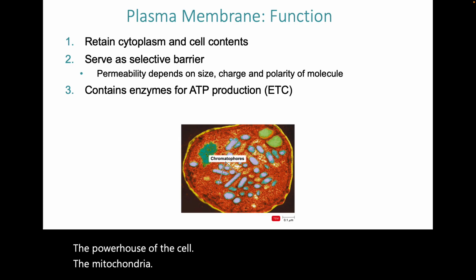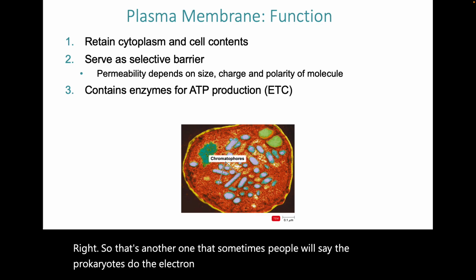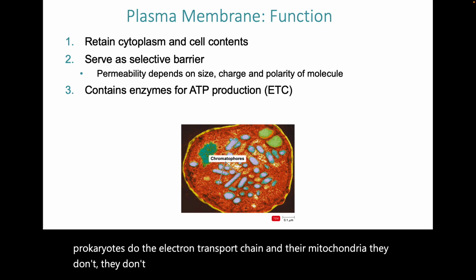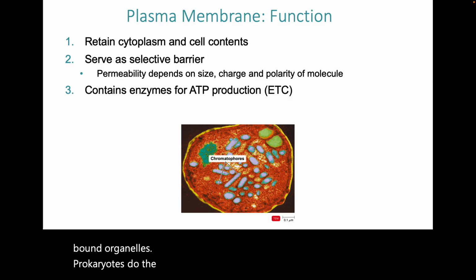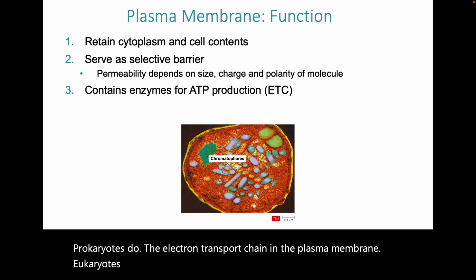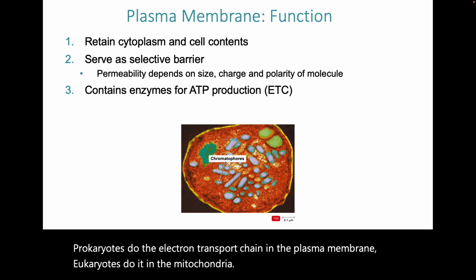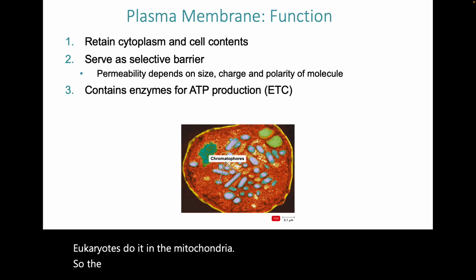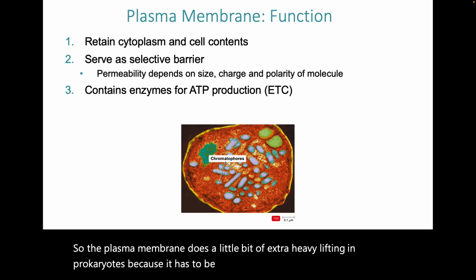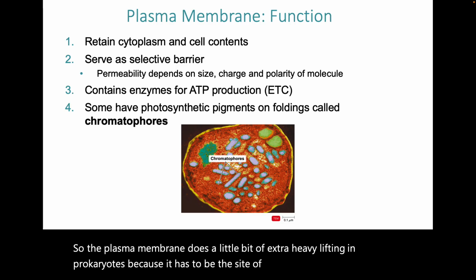So that's another one that sometimes people will say, oh, the prokaryotes do the electron transport chain in their mitochondria. They don't have one. Remember, they don't have them. No membrane-bound organelles. Prokaryotes do the electron transport chain in the plasma membrane. Eukaryotes do it in the mitochondria. So the plasma membrane does a little bit of extra heavy lifting in prokaryotes because it has to be the site of ATP synthesis for the electron transport chain.